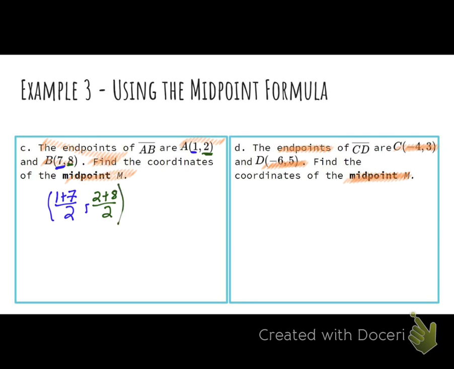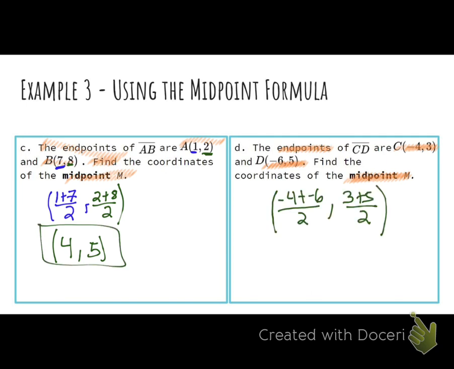Okay, what's 1 plus 7? 8 divided by 2? 4, nice work. 2 plus 8? 10 divided by 2? Perfect. Our midpoint is 4, 5. Okay, so they told us that we have to do our X coordinates added together and then divide by 2. Our Y coordinates added together, divide by 2.